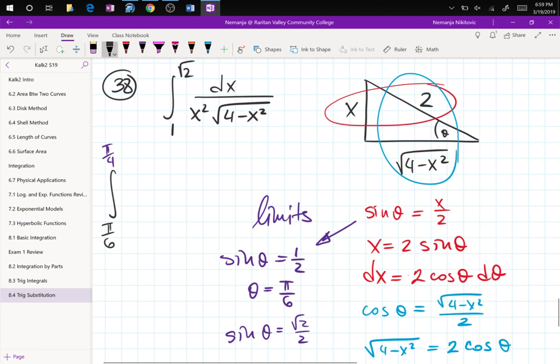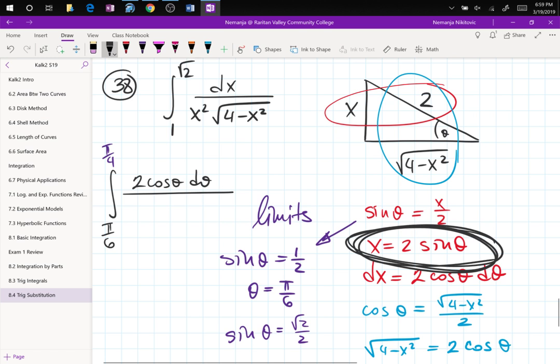Very good. The dx is on the list as 2 cosine theta d theta. And now I have that x squared. Here is my x. What's the x squared? Well, it's 4 sine squared theta. And my square root is on the bottom as 2 cosine theta.